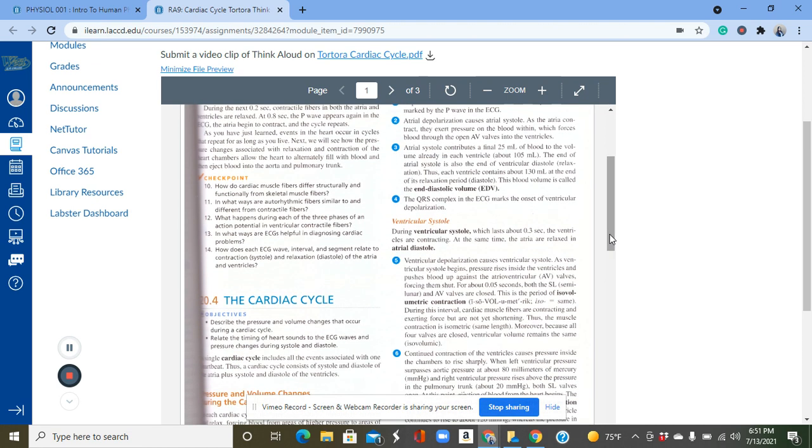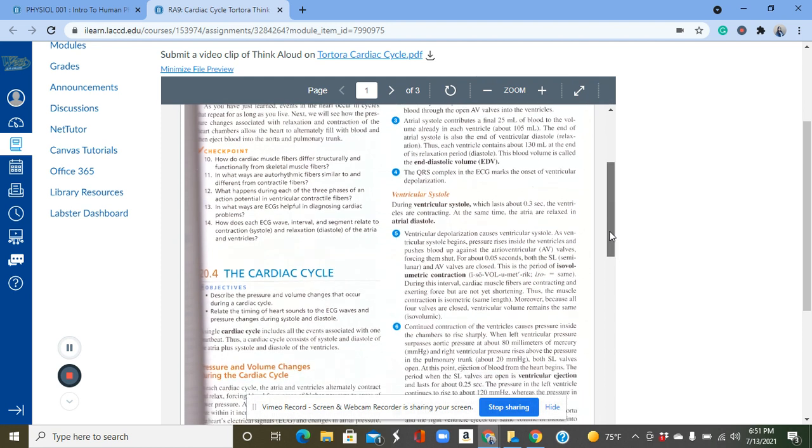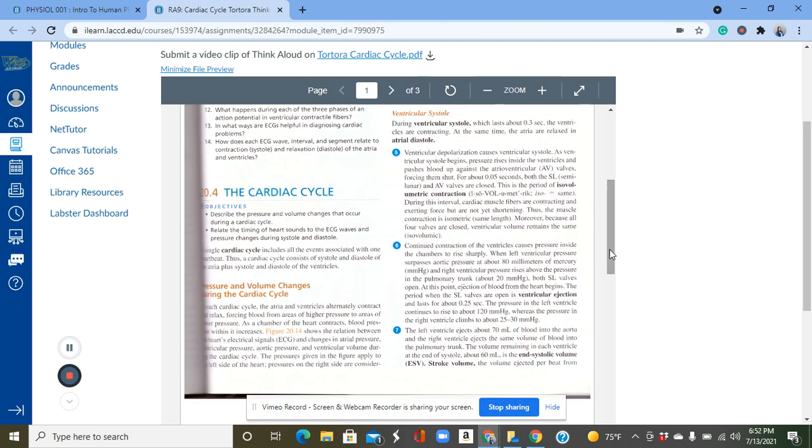So moving on, the ventricular systole. During ventricular systole, which lasts about 0.3 seconds, the ventricles are contracting. At the same time, the atria are relaxed in the atrial diastole. Number 5. Ventricular depolarization causes ventricular systole.